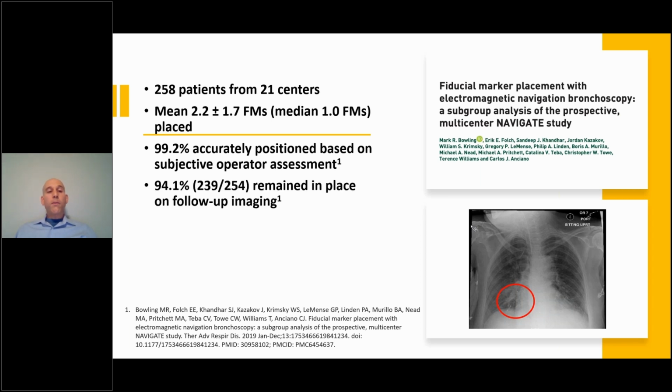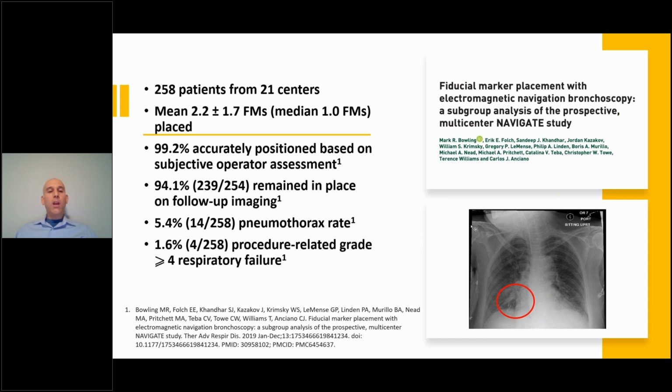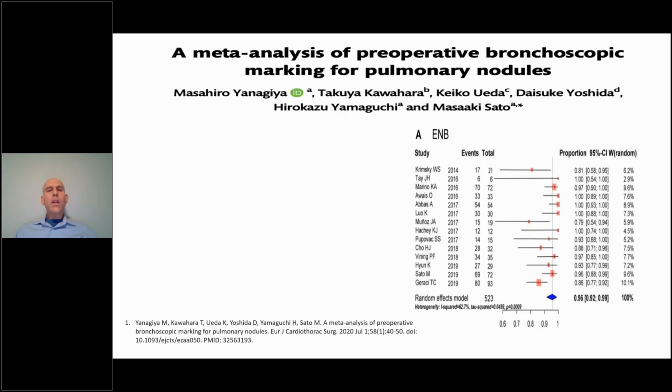And then when we look at follow-up imaging in this particular group, it said they were still in place. It didn't say necessarily that they're in the right place, but they're still in place, right? And then fortunately, similar to the dye marking subset of patients in Navigate, very low pneumothorax rate, not a lot of issues with respiratory failure, not a lot of issues with bleeding. So very nice to know that it's a relatively safe procedure.